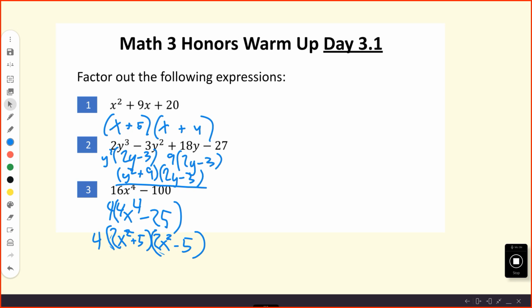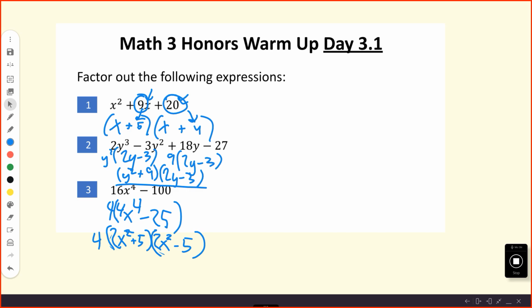In order to get the 5 and the 4, you find two numbers that multiply to 20, and then you find two numbers that add to 9, and then you put them here. All right. Did you do 2?